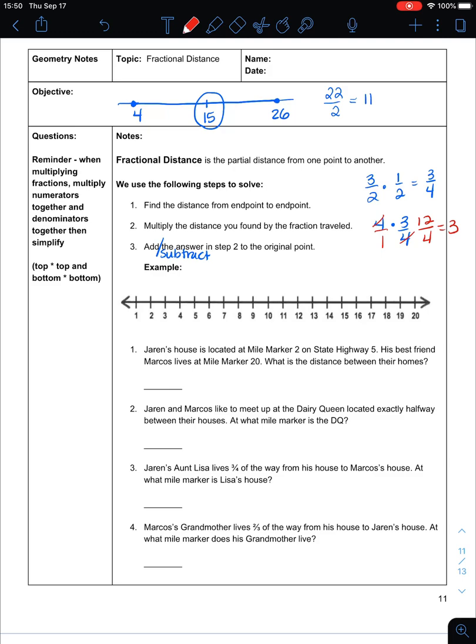So let's look at these examples. Jaren's house is located at mile marker 2. So I'm going to put Jaren's house labeled with a J right there. His best friend Marcos lives at mile marker 20. So I'm going to put Marcos down here. What is the distance between their homes? So if Jaren is at 2 and Marcos is at 20, then there is a distance of 18 miles between their houses. 20 minus 2.